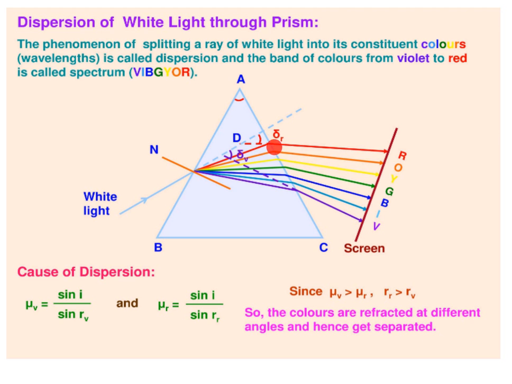This is your constitution of 7 colors. In these 7 colors, RR is greater than RV. That means the angle of refraction for red color must be greater than the angle of refraction for violet color. So the colors are refracted at different angles and hence get separated. So this is about the dispersion of white light through the prism.